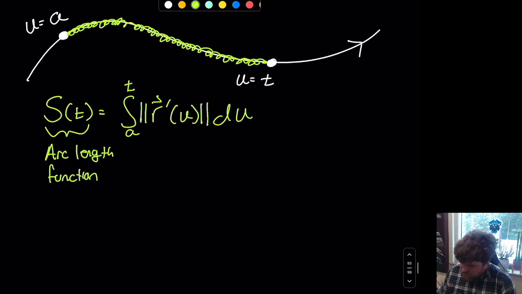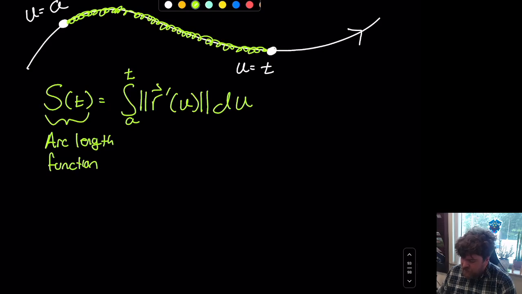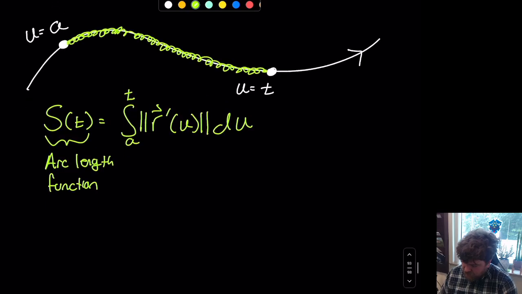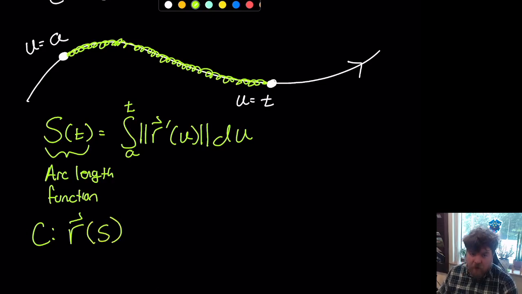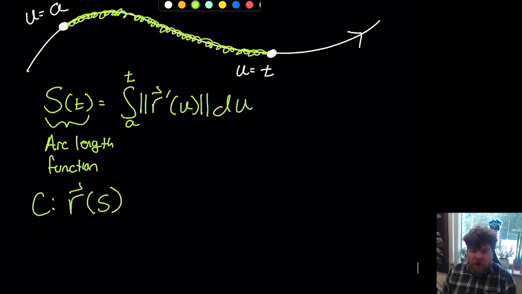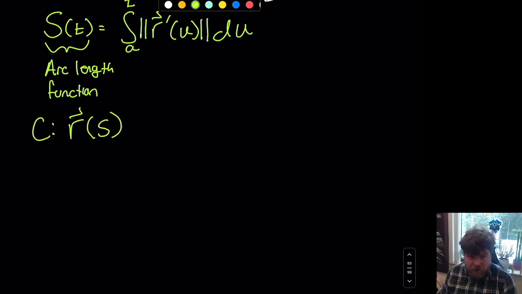Now, something that you can do with this is you can actually work this until you get to some sort of function of T. And if you rearrange this equation, you can rewrite your curve not as r of u or r of t, but as r of s, where s comes from your arc length function. It's not necessarily equal to your arc length function. It's actually what you get when you solve for t in terms of s. But what this does is something that's really fascinating. So in this situation, we call s the arc length parameter.